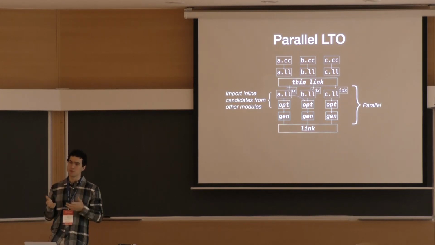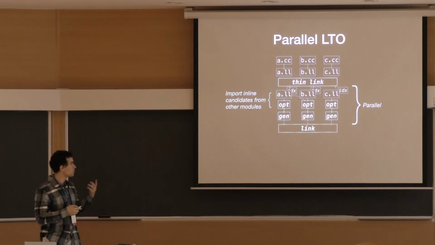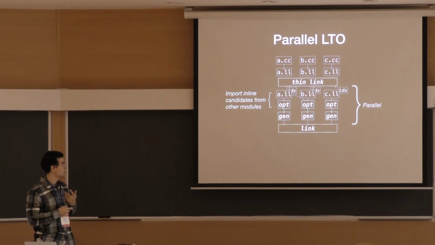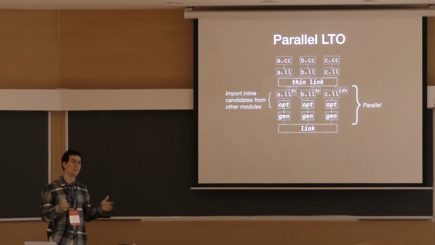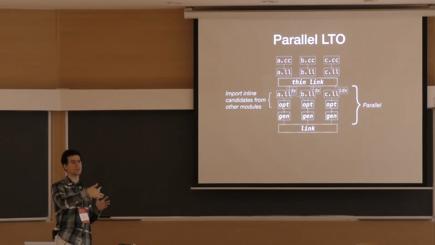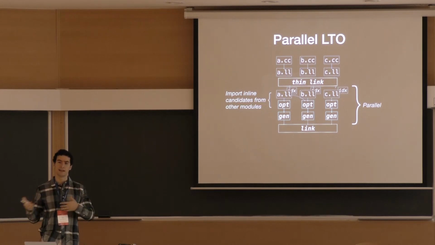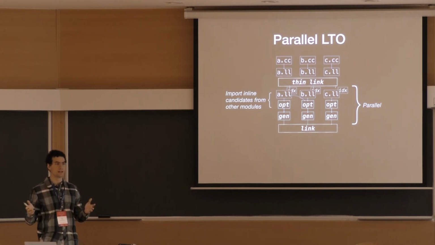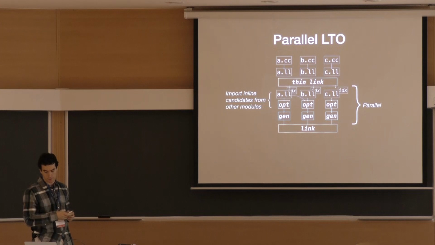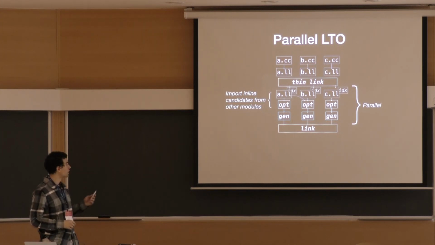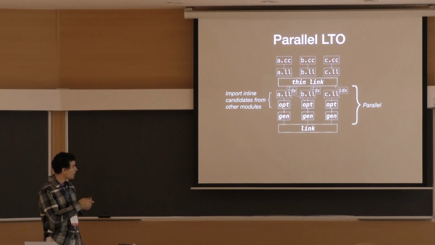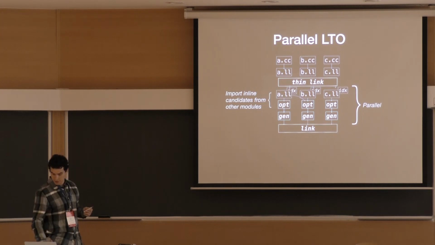And the main intuition behind this is that when you're compiling each of the translation units, you probably don't need complete visibility into all the other functions in the program, right? Because your inline candidates are going to be relatively few, a few percent of the total functions in the program. And this means we can go in parallel, and yeah, that's pretty much it for this.